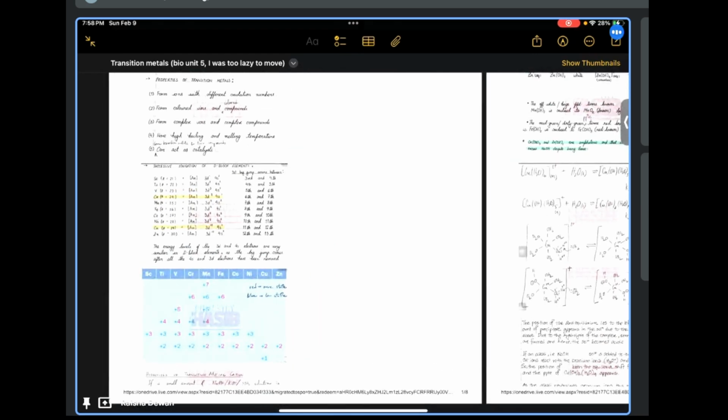Now for the hydroxides of transition metal cation. Now we will be moving to the transition metal cations.